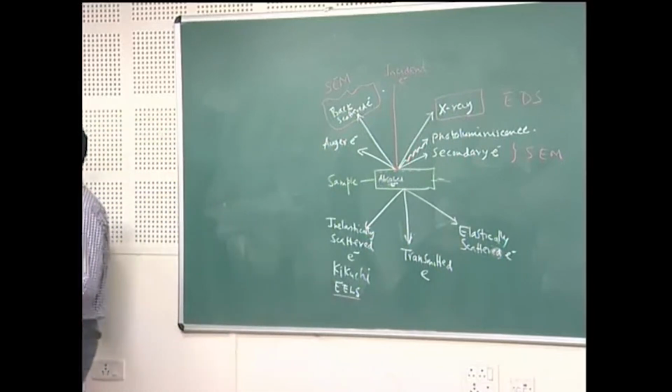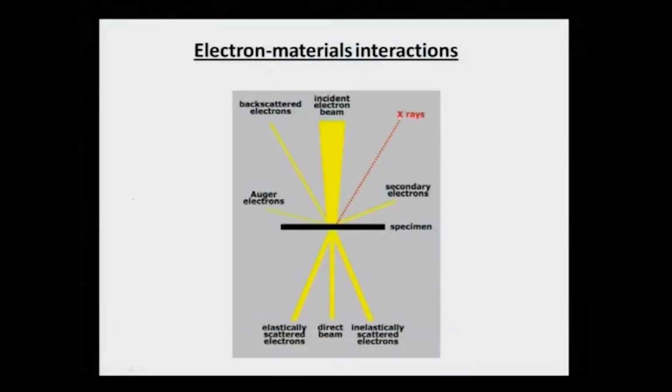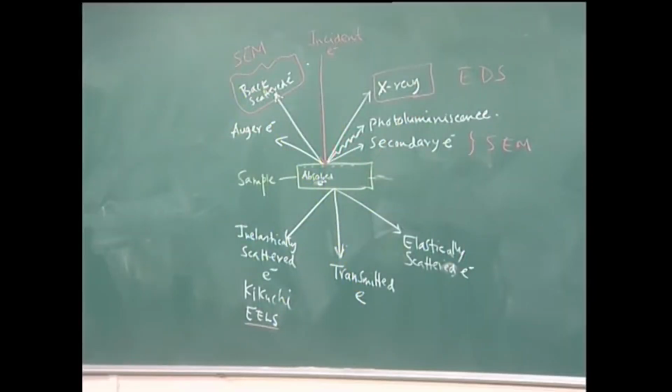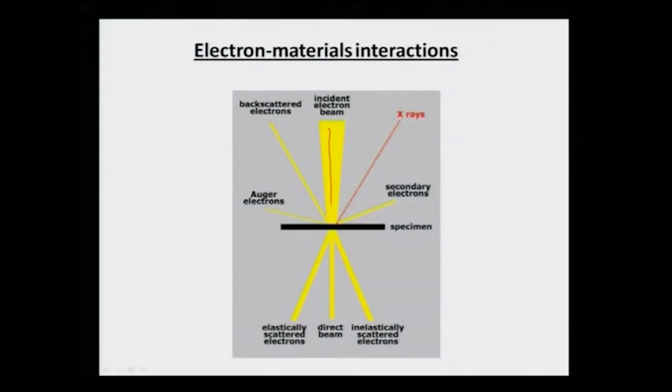So next I am going to tell you how this can be used. This slide shows the basic features, not all the features which I have shown on the board. The incident electron beam falls on the sample, and then we have a direct beam, the transmitted beam electrons, which have not undergone any kind of scattering. That can be used to form what is known as a bright field image in TEM.